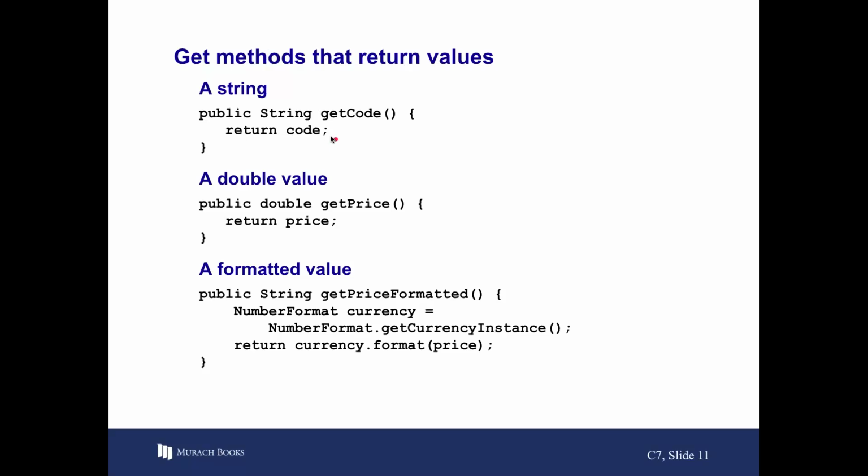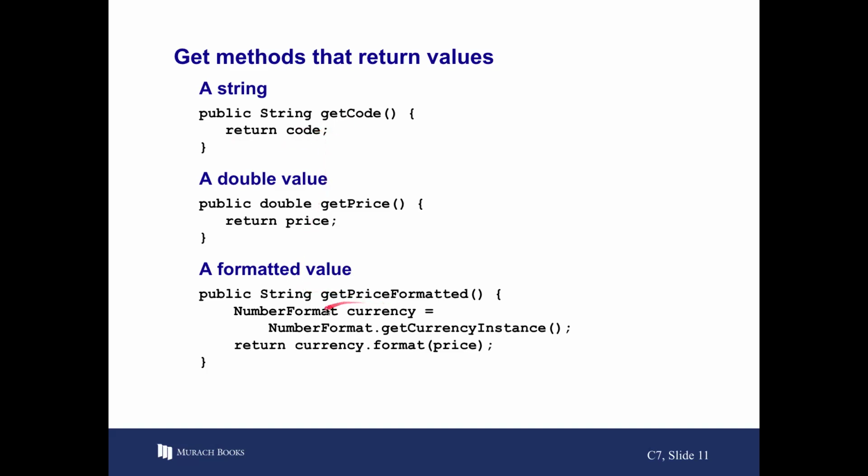Here's the basic getters and setters. Here's a get price. Typically, all the getter is going to do is return the data from the field. Sometimes you might want to do some formatting on it, or maybe there's some math that you want to do, but typically a getter is going to be a very simple method.